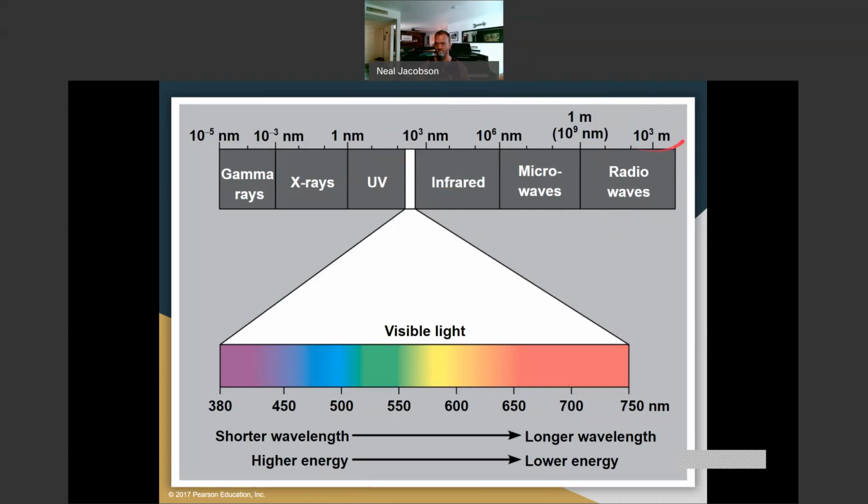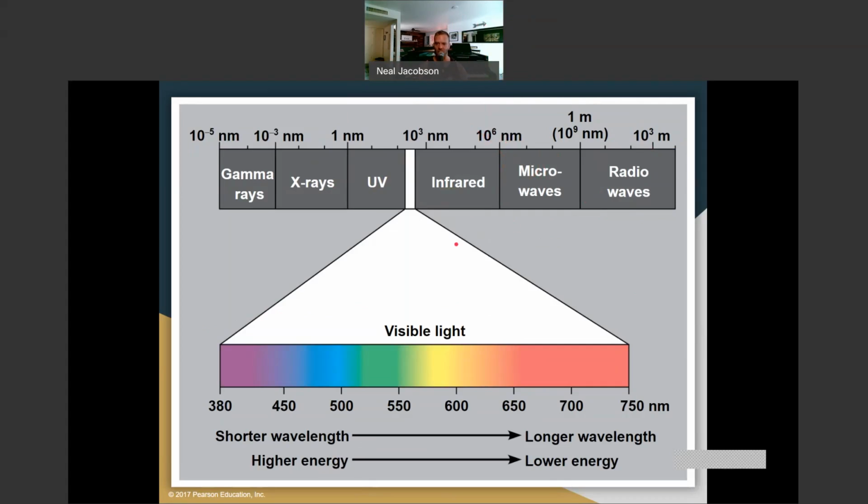And the distance between peaks is huge. It's enormous. It's like 10 to the third, that's 1,000 meters in between peaks. I mean, that's so high. It's hard to even fathom what that is, right? Microwaves have another large distance between peaks and troughs.